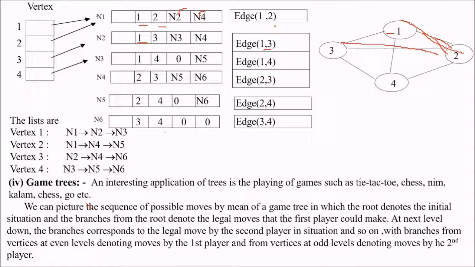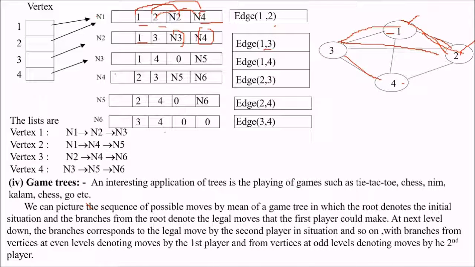Okay, this is 1 and 2. Now 2 is connected to 4, so for that we write N4. And 1 is for this edge. 1 is connected to 2. So 1 will be N2, 2 will be N4. Then for 1, 3, again 1 is with 3, so this is N3, and 3 with 4, so this is N4. Then we come to N3.